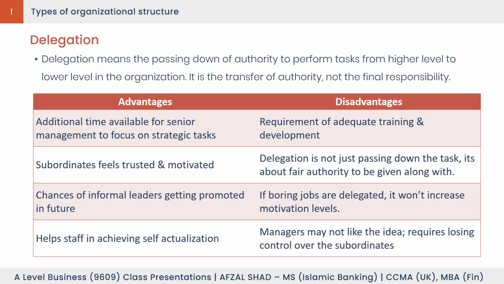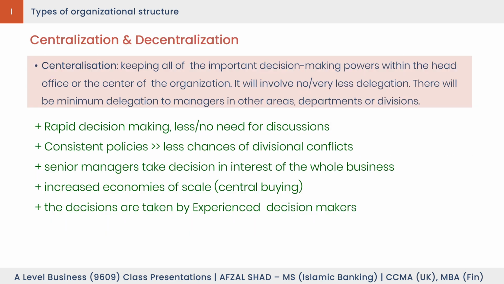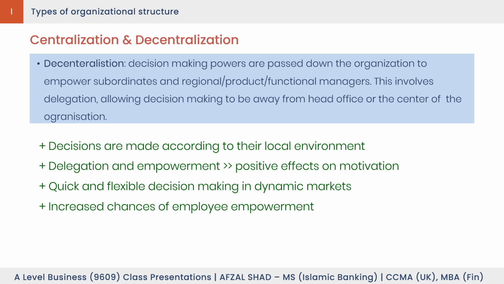The next element is delegation. Delegation is what we have already discussed. You will go through the advantages and disadvantages by yourself. Delegation means passing down of the authority along with the accountability of that. Centralization, decentralization, we have already discussed this. When the orders are given from the center, the head office, this is called centralization. And when the orders are not given from the center, but most of the orders are autonomously done by their own divisions, this is called decentralization.